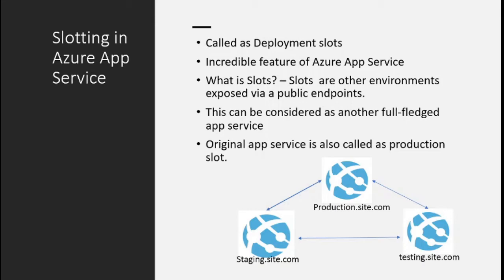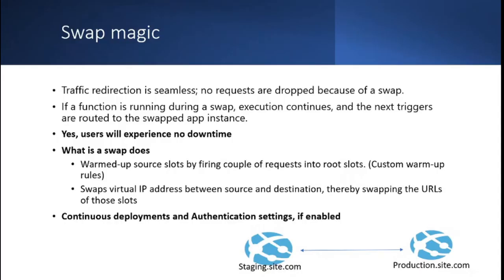So slots are different environments exposed via different endpoints. If your app service has the domain productionsite.com, you will have another endpoint like production slash staging, or you can choose your own endpoint name. One app instance is always mapped to the production slot, and you can swap the instance to an assigned slot on demand. Function apps running on App Service may have multiple slots, but under the consumption plan only one slot is allowed. Now let's see what swap is.